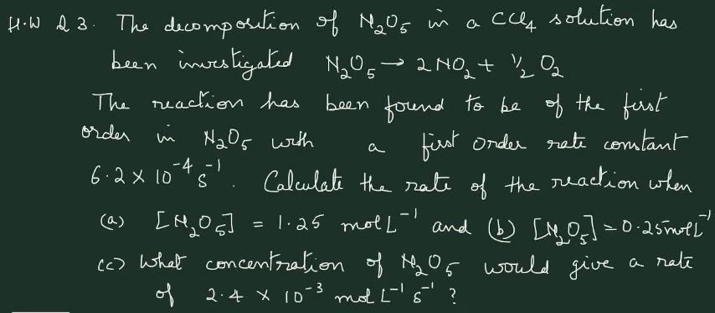This problem is just like one discussed earlier. Instead of decomposition of H2O2, here you have decomposition of N2O5. They have given the first order rate constant. You have to calculate the rate of the reaction when concentration of N2O5 is 1.25 moles per liter, and also when it is 0.25 moles per liter. Then you have to calculate what is concentration of N2O5 if the rate of the reaction is 2.4 into 10 raised to minus 3 moles per liter per second.